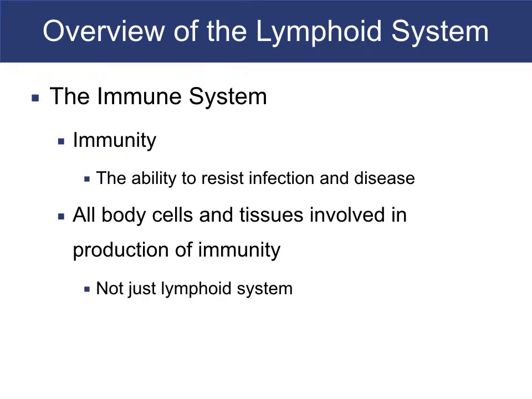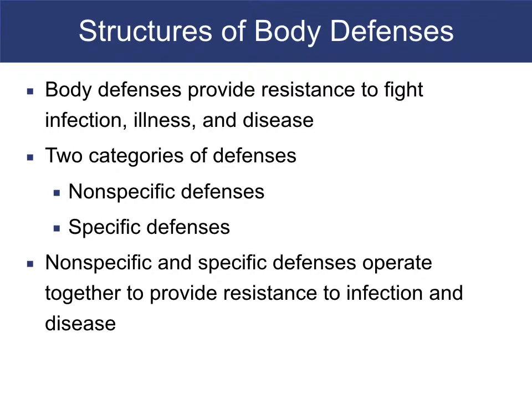What is immunity? Immunity is the ability to resist infection and resist disease. Really, all of our body cells are involved in the production of immunity, not just the lymphoid cells. You need good blood cells, you need good oxygen, you need a heart that pumps good. All of those things actually are going to contribute to you being able to fight off diseases and keeping you healthy. So just realize that the immune system is actually very extensive and a very big deal.